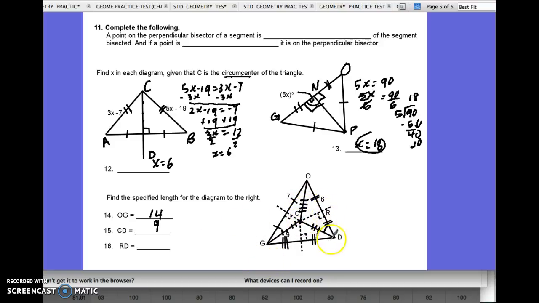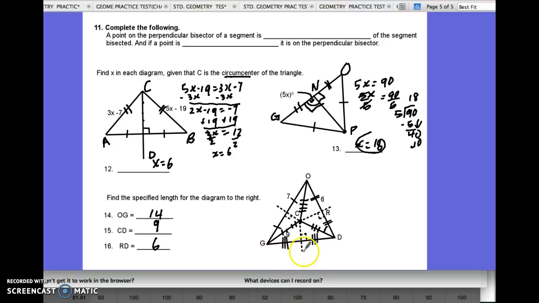Finally, I ask you RD. And RD is going to be the same as RO. Why? Because R is a midpoint. It's being a perpendicular bisector. So RD is 6. Alright? So here's some that I did not ask you. I could have asked you OD. And if I did, you'd say, oh, OD is just 6 plus 6. Because again, perpendicular bisectors go through the midpoint of the segment bisected.